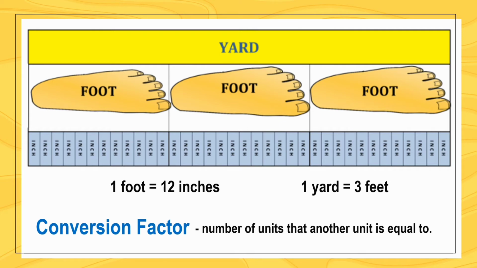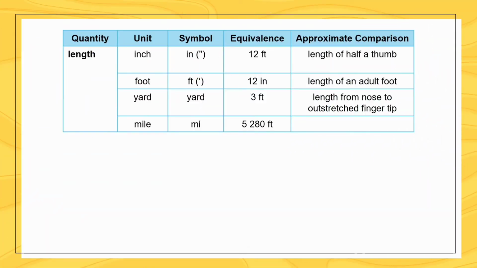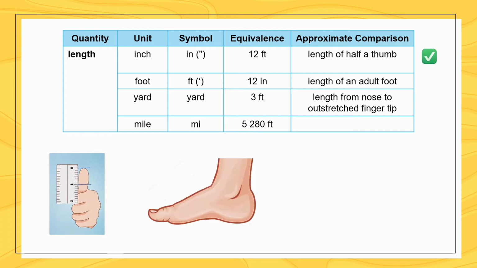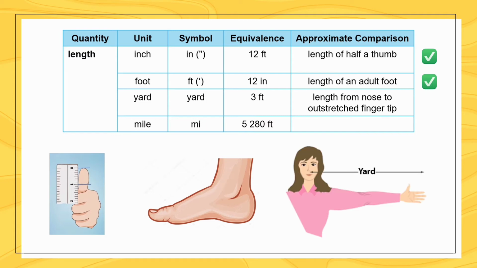The table shows the common units in the customary system. For length, here are the units. We have the inch, which is compared approximately to the length of half of a thumb. We also have foot, which is compared to a length of an adult foot. We also have yard, which is compared to the length from nose to outstretched fingertip. And we also have mile.